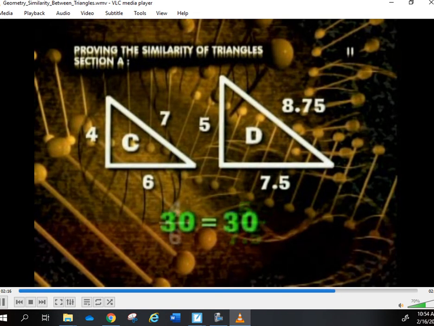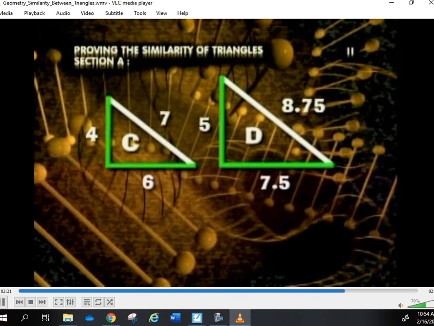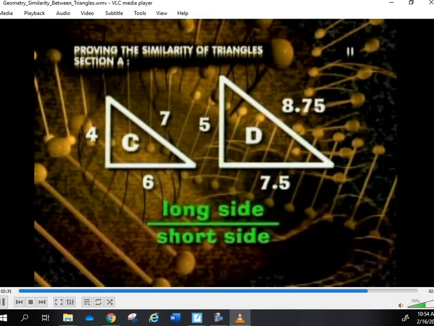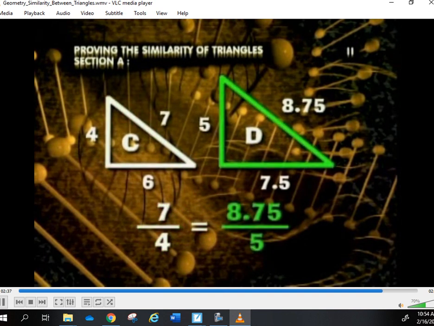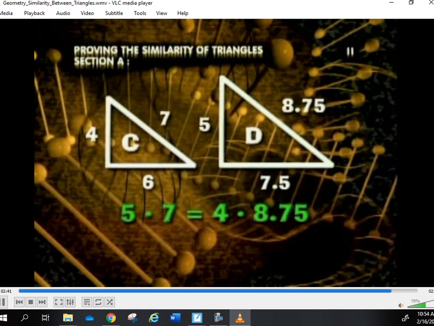We cross-multiply for 30 equals 30. So the two sides are in proportion. We still need to check the long side, so we'll set it over one of the other sides. It doesn't matter which side we choose. Let's go with the shorter side. We'll set our ratio as the long side over the short side. Triangle C's ratio is 7/4. This is set equal to triangle D's 8.75/5. Now we cross-multiply for 4 times 8.75.